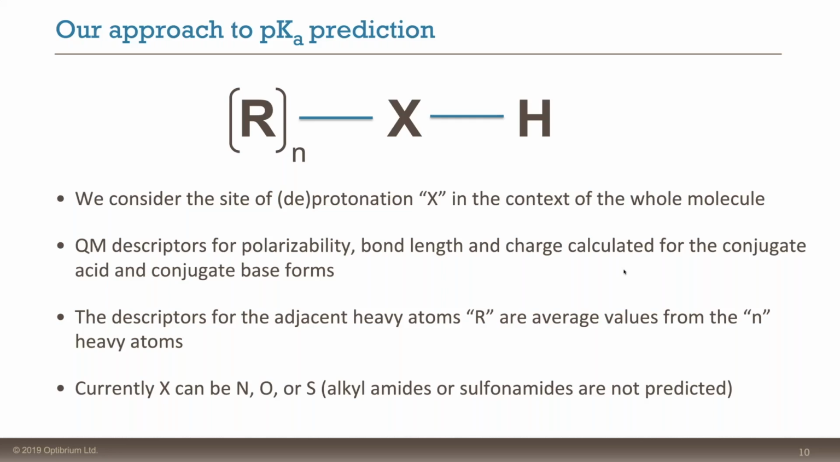Now I say we've used quantum mechanical descriptors. We have a QSAR built upon those descriptors, but we wish to generate quantum mechanical descriptors because they give us a more realistic estimate and evaluation of that electronic distribution, not only for the site that we're interested in, but how that site relates to the context of the whole molecule. As you can see listed here, we have quantum mechanics for the polarizabilities and delocalizabilities of these atoms, bond lengths between them, and charges associated with these atoms. And we consider both the conjugate acid form and the conjugate base form.